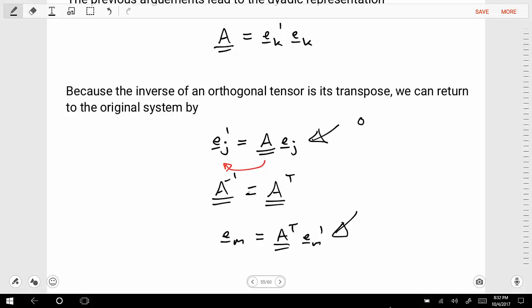So let's go ahead and say original to new and new back to the original.